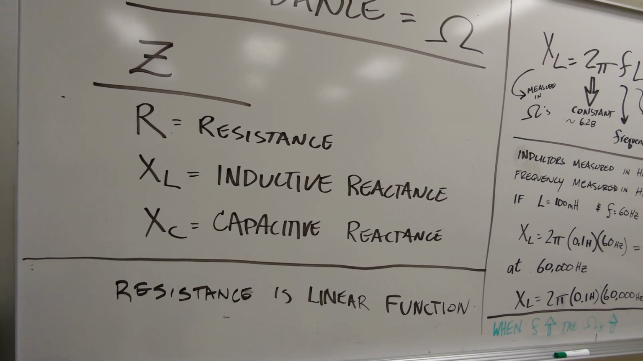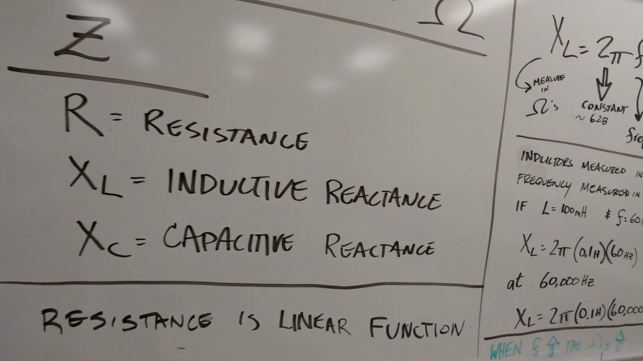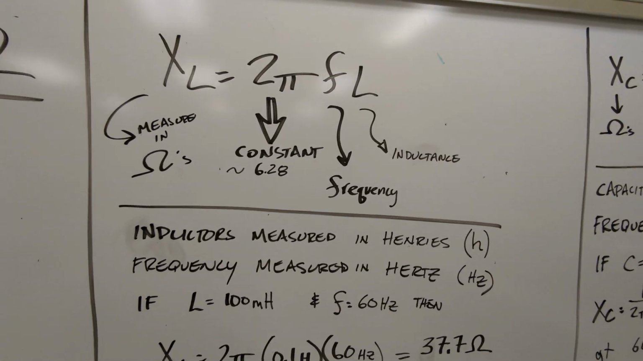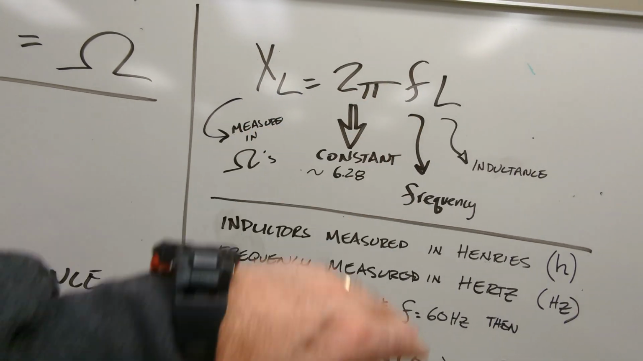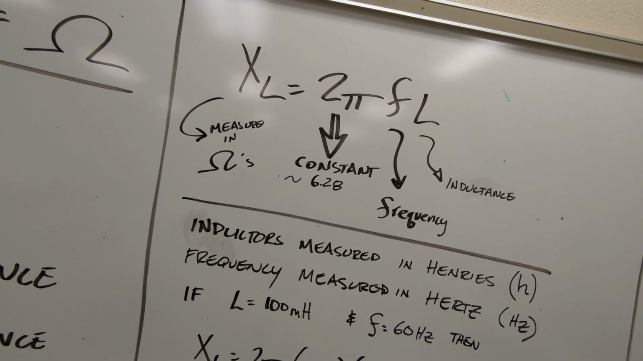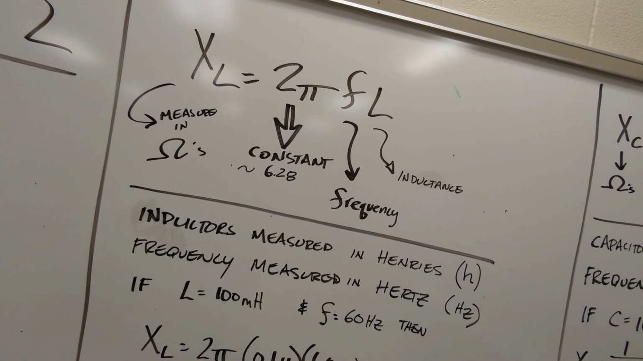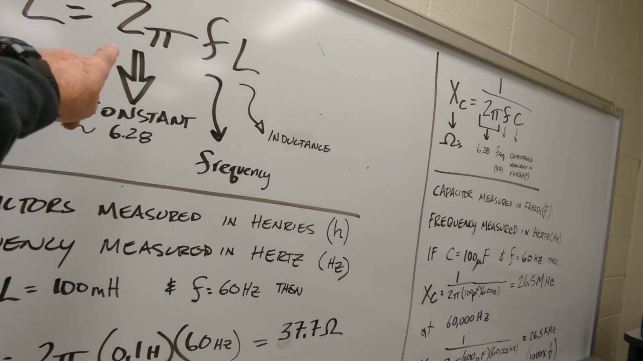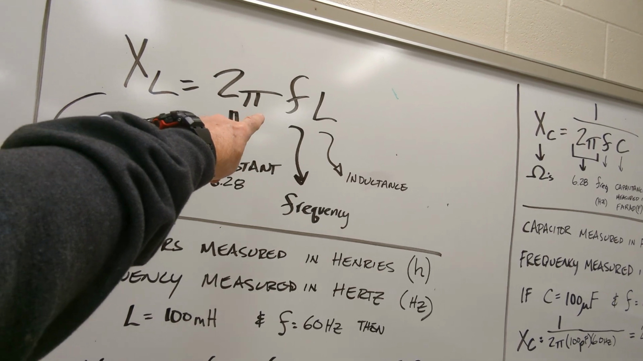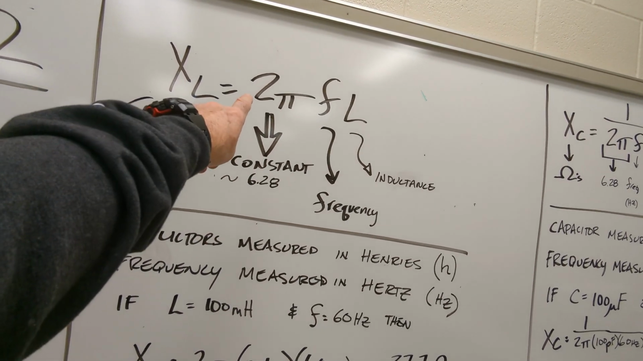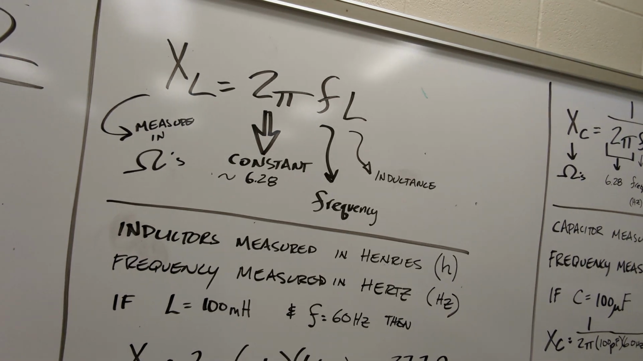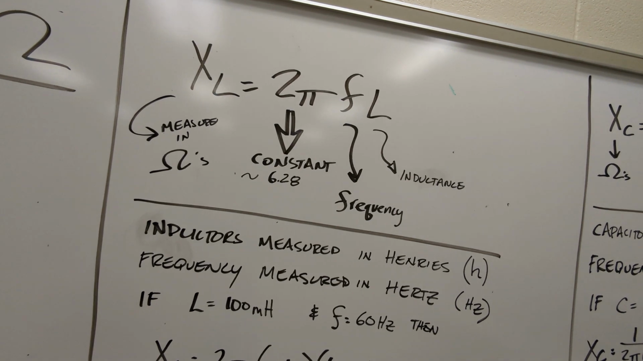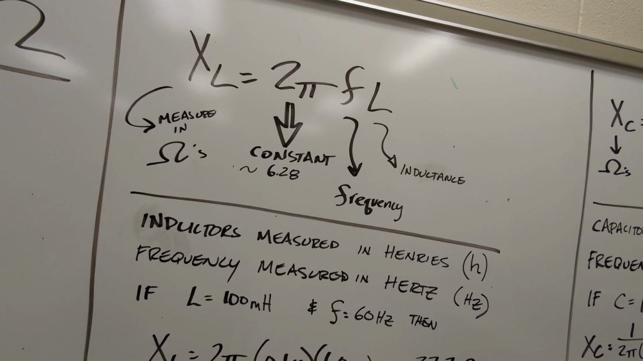Now, there's a couple of equations we're going to introduce into this class later on, but I just want to introduce a couple of ideas. So we have this equation up here, which says the inductive reactance is equal to 2 pi times frequency, times the inductance. The 2 pi are just mathematical constants. 2 is just the number 2, times pi, which is 3.1415926. I can simply say that the constant of those two things multiplied together is approximately 6.28.